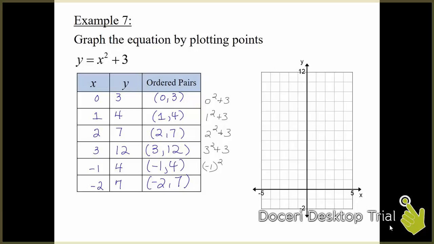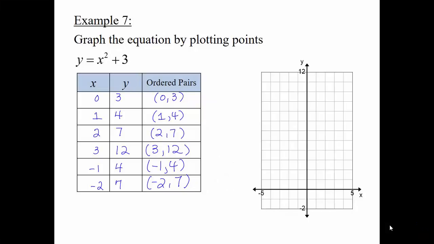Negative 1 squared is 1, plus 3 is going to be 4 again, and negative 2 squared is 4, plus 3 is going to be 7. Okay, so when I exit out of my thing, the writing's going to go away. But you see hopefully how we got those. And then you can plot your points.